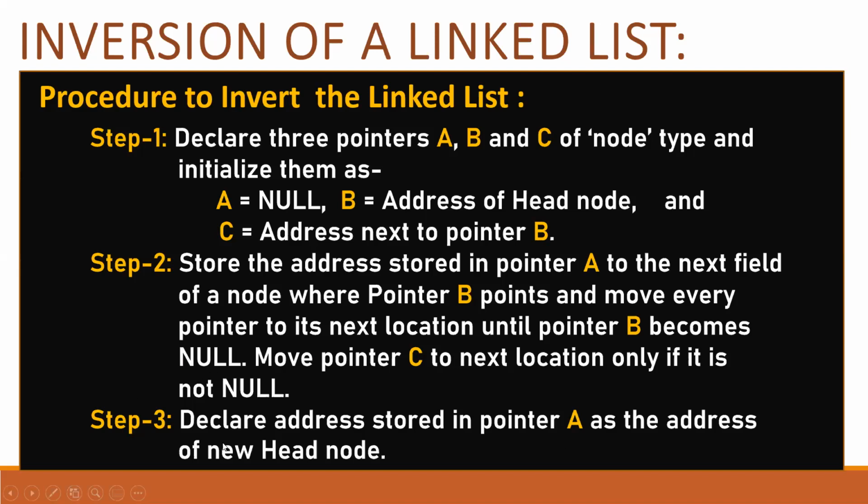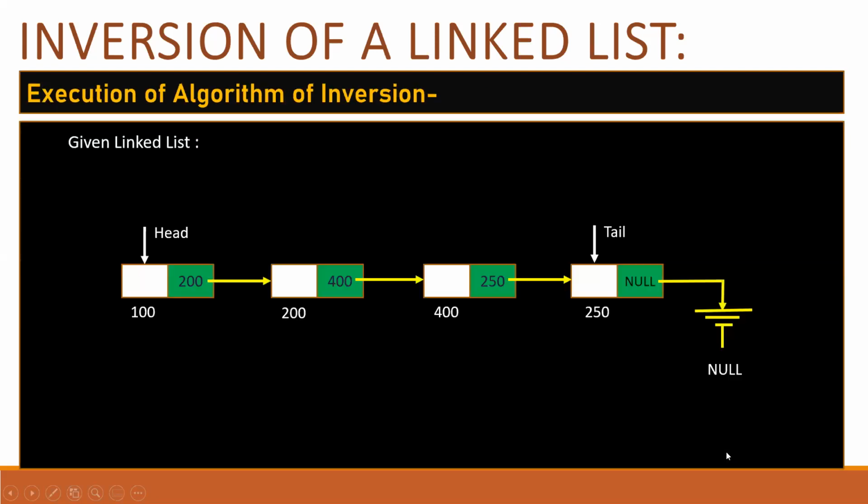So this is the step 3, where we declare the pointer as the address of the new head node. Now you can get better understanding in the next few slides. For example, let us take our 4 node list. This is a linked list which contains the 4 nodes, head node, tail node. And we have not taken any value on these nodes because it doesn't matter whatever the value be, it can be any value. So the main thing is that we have to connect in backward direction, and head becomes tail and tail becomes head.